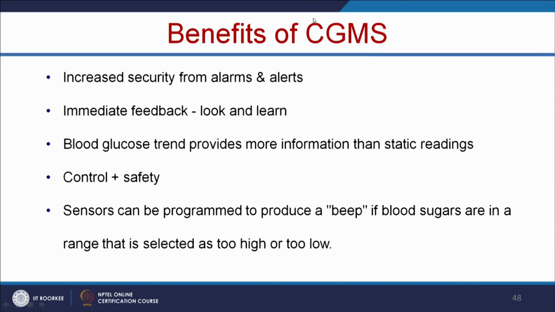The benefits of CGMS are increased security through alarms and alerts, and we are getting immediate feedback. Also, the blood glucose trend provides more information than static readings, and the sensors can be programmed. If the glucose is low or high, it can sound an alarm.